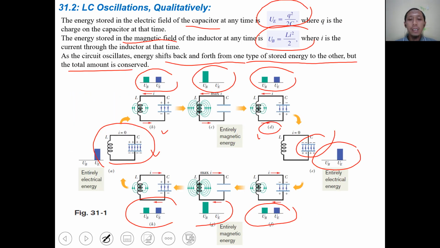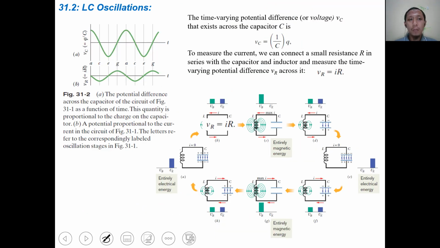Because the energy shifts from the capacitor to the inductor and back to the capacitor, we can see that the current and also the voltage in the inductor and the capacitor are sinusoidal, like this.